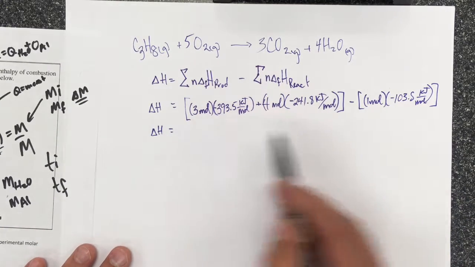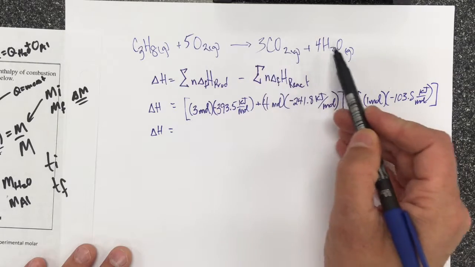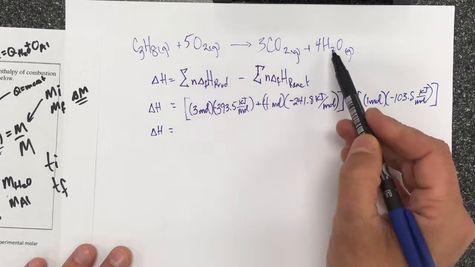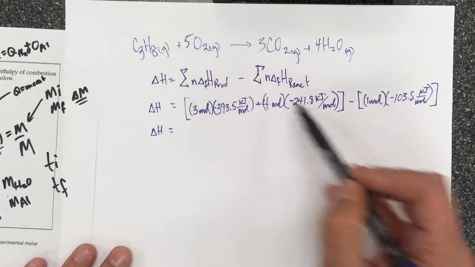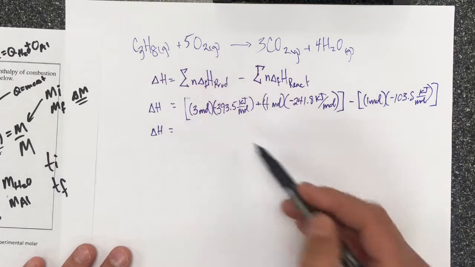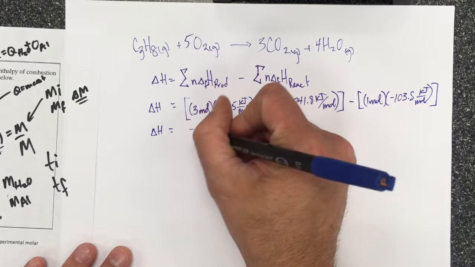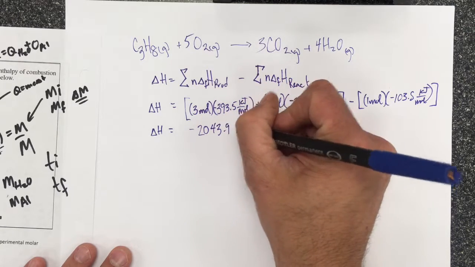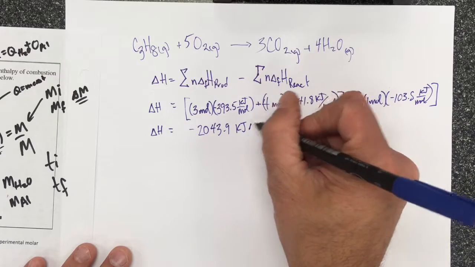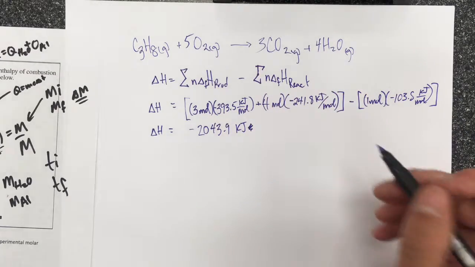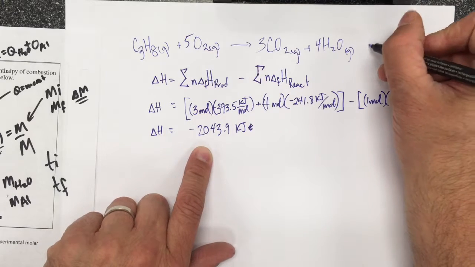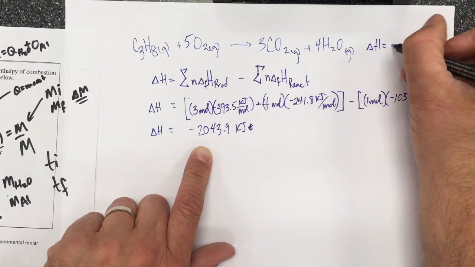So if I do this, I take the number of moles times the formation enthalpy of the products, minus the number of moles times the formation enthalpy of the reactants, and I come up with negative 2043.9 kilojoules. That's not per mole, that's kilojoules, because these are moles times kilojoule per mole. So this is the enthalpy of this reaction.